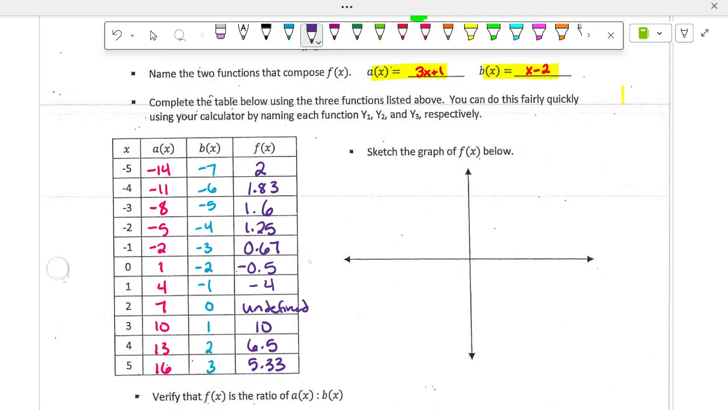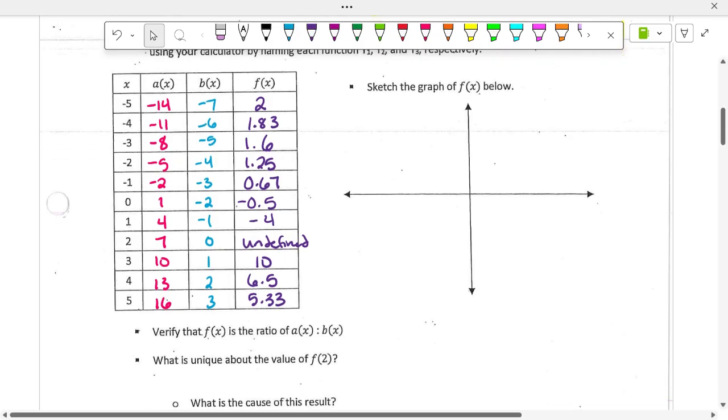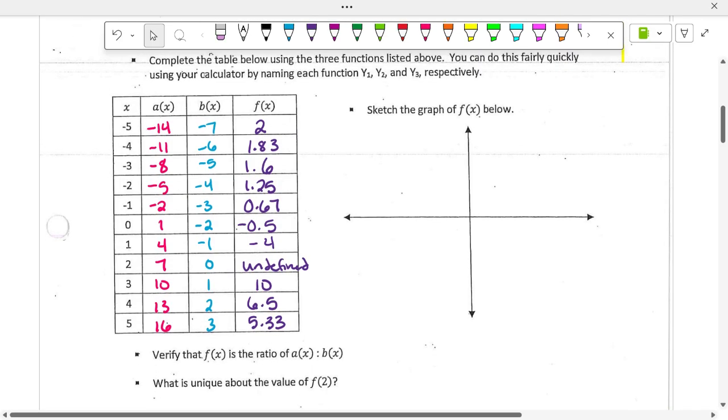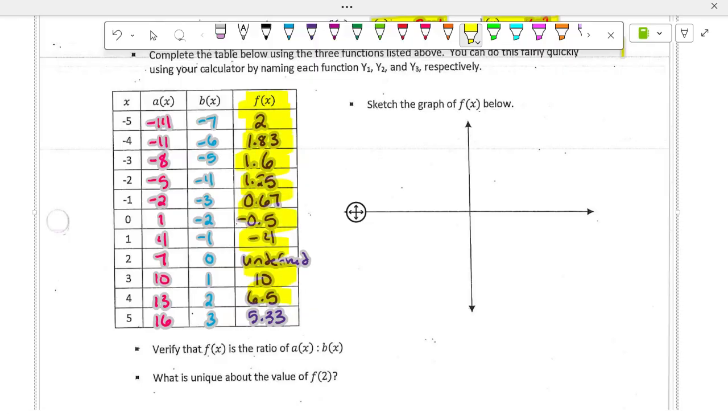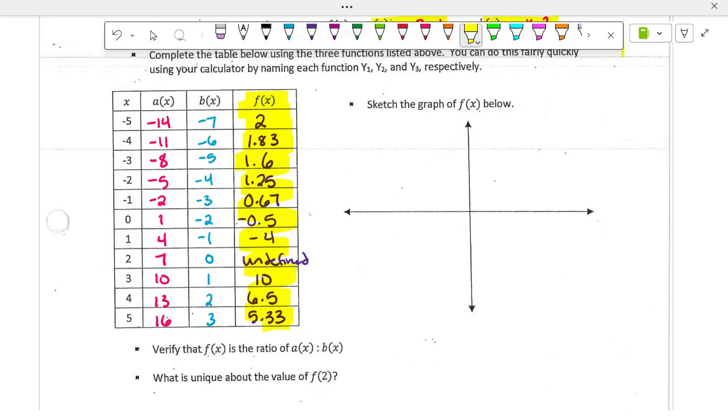All right, so here is what I got for all three. Again, this was just copying straight from Desmos. I didn't do anything fancy. I just copied what was there. Now, here's my question. If this column right here is supposed to be the same thing as a of x over b of x, do the values that you get make sense?